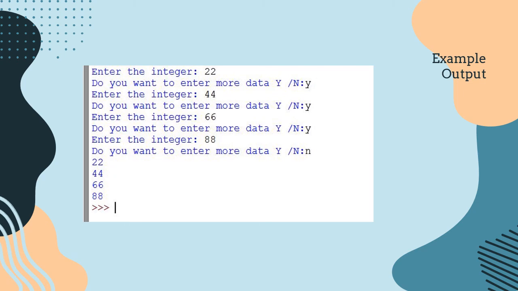Then you can see I have entered the character y. Then the loop is executed once more. It asks to enter the integer once again. So I have entered 44 and then again pressed y. Similarly, two more data I have entered, 66 and 88. So, do you want to enter more data? I have pressed enter, so it is converted into the uppercase letter N, and then the break statement will be executed. So we break free from the loop and exit.